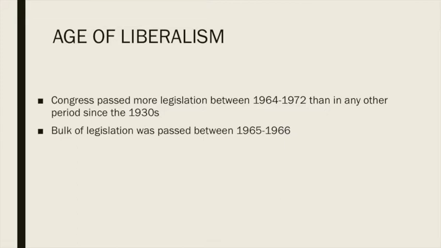Congress passed more legislation between 1964 and 1972 than in any other period since the 1930s. The bulk of legislation was passed between 1965 and 1966.